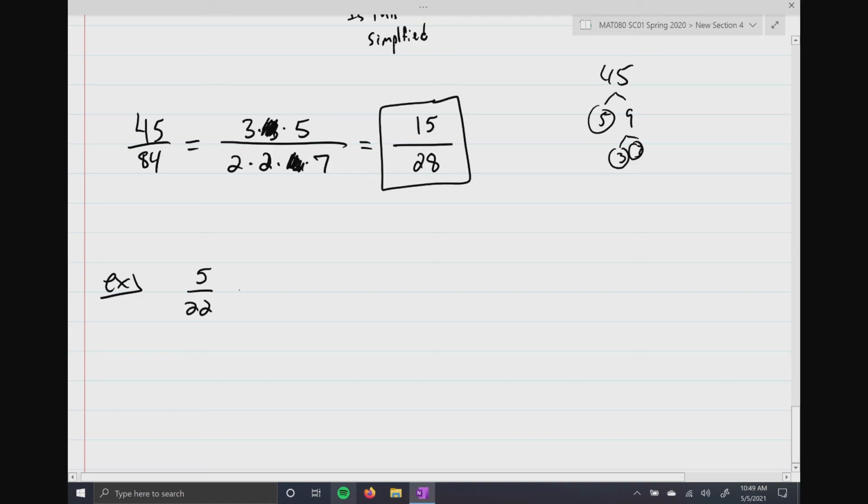5 over 22 times 1/2 times 11 over 10. Now remember, when we multiply fractions, and we did it up above, you want to simplify first. And then you want to multiply.